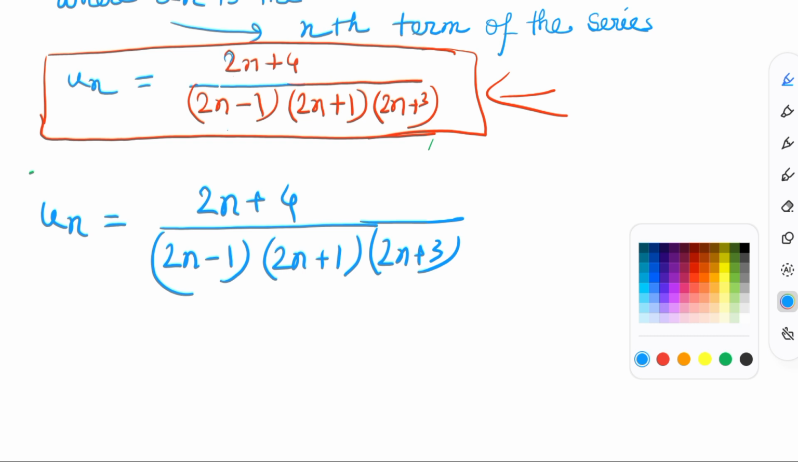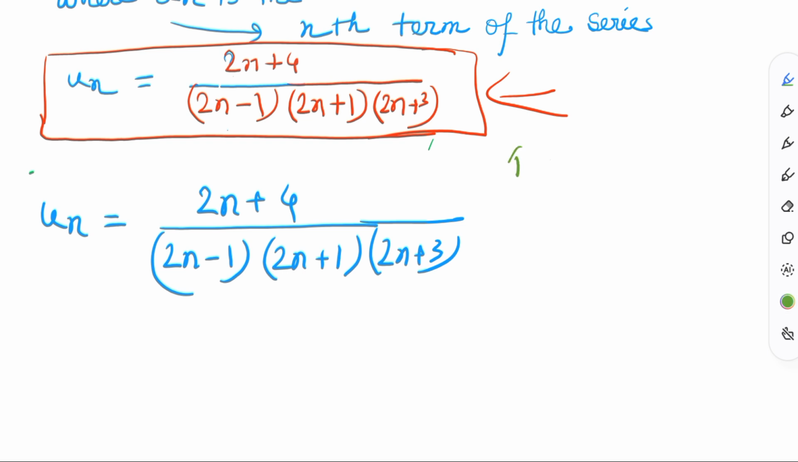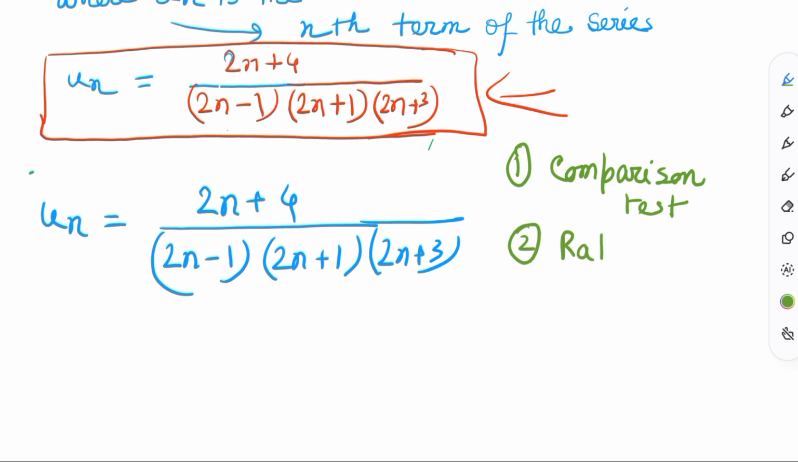Now we have to test the convergence of the series. Now students, we know 4 results. Which results? Number 1 is comparison test. Number 2 is ratio test.